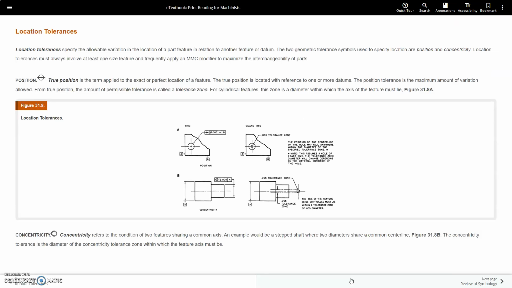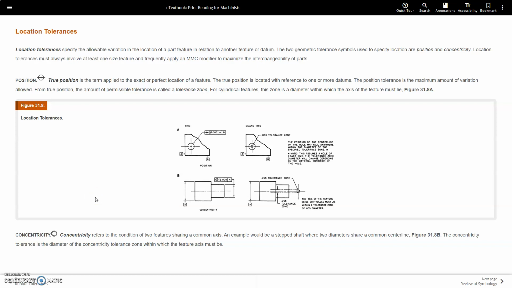Location tolerances specify allowable variation in the location of a part feature in relation to another feature or datum. The two geometric tolerance symbols used to specify location are position and concentricity. Location tolerances must always involve at least one size feature or frequently apply the MMC modifier to maximize the interchangeability of parts. So position, or true position, is the term applied to the exact perfect location of the feature.